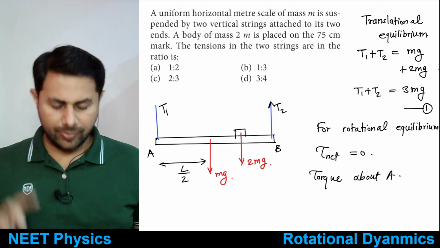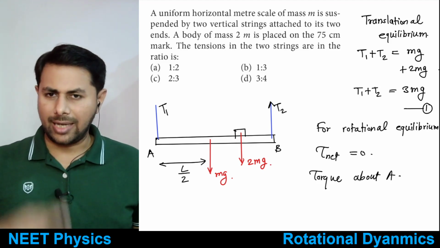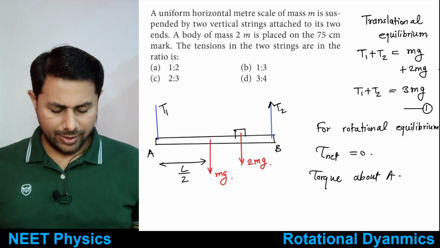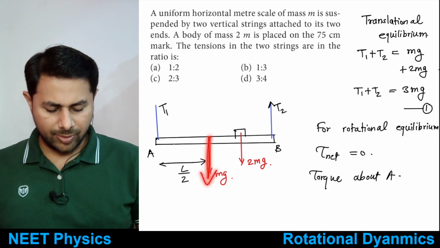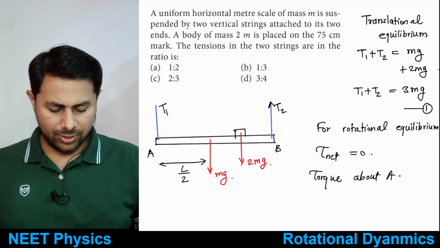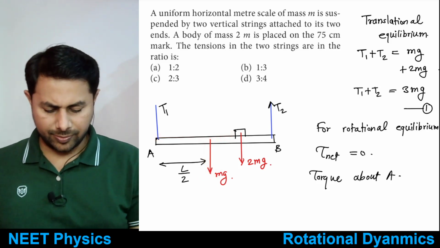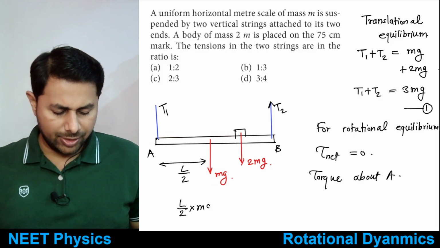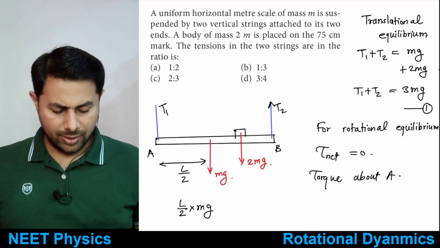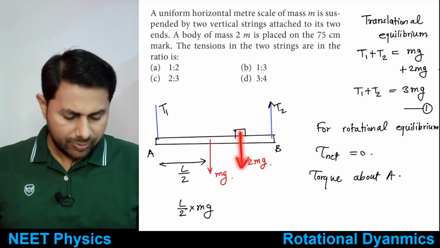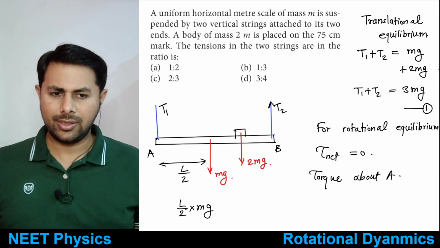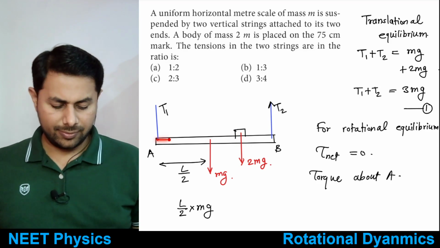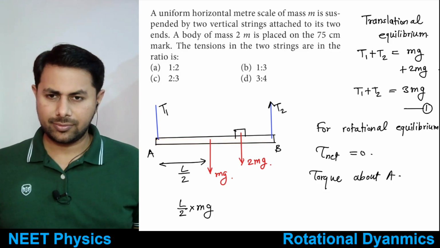So let's write down the torques. So let's suppose clockwise are positive, anti-clockwise are negative. Okay, so this one rotates the body in clockwise direction. So let's suppose this torque is positive. So you have L by 2 multiplied by mg. This is positive. Then in what direction is this weight rotating the body? In the same direction, right? Okay. Yes, no?